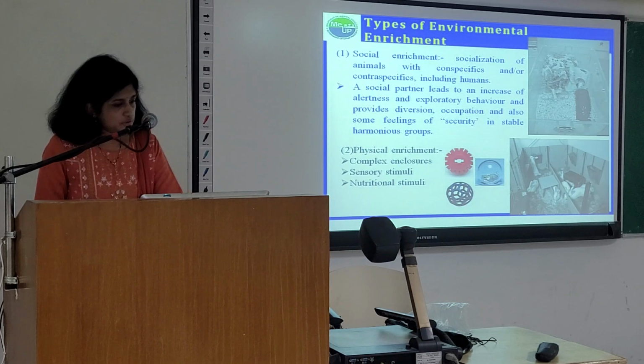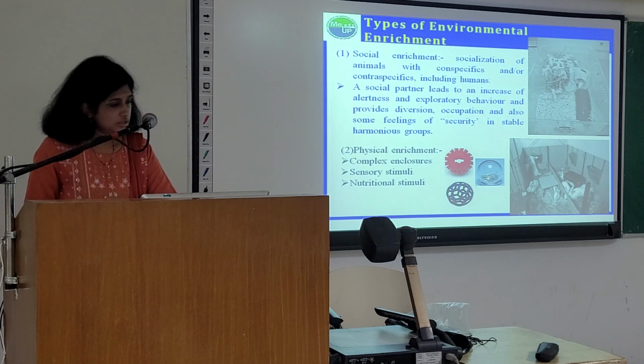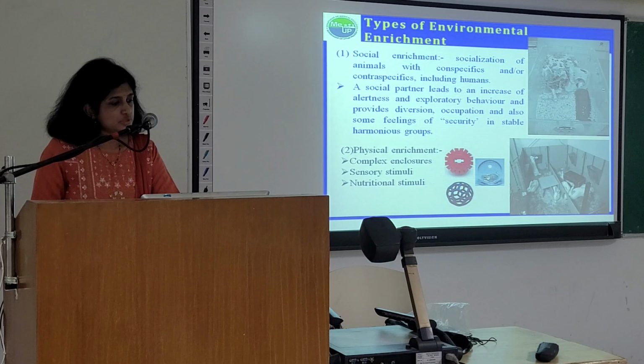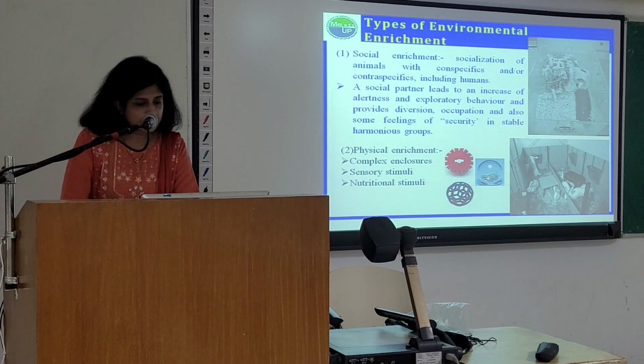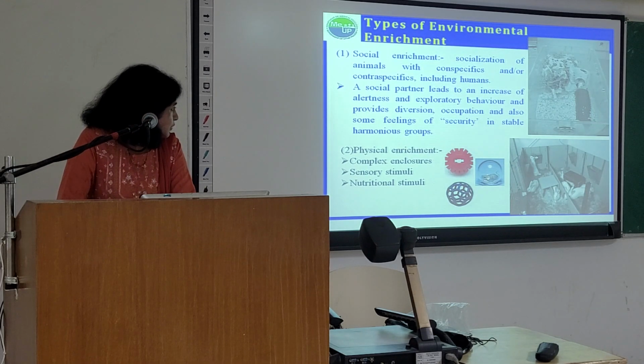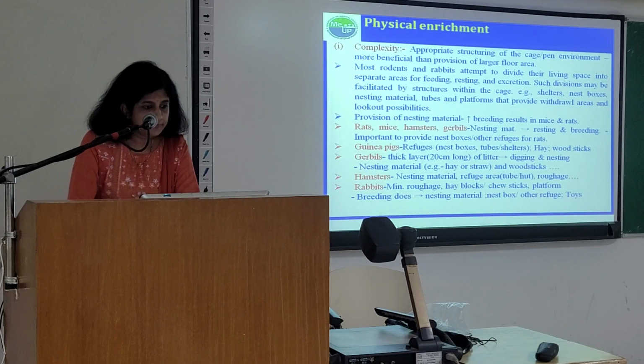There are mainly two types of environmental enrichment: social enrichment and physical enrichment. Social enrichment means socialization of animals with conspecifics and or contraspecifics, including humans. A social partner leads to an increase of alertness and exploratory behavior and provides diversion, occupation, and also some feelings of security in stable, harmonious groups. The physical enrichment is again divided into three types: complex enclosures, sensory stimuli, nutritional stimuli.